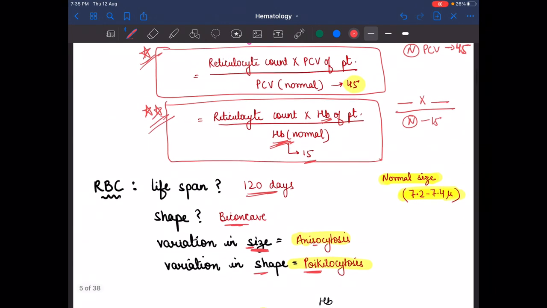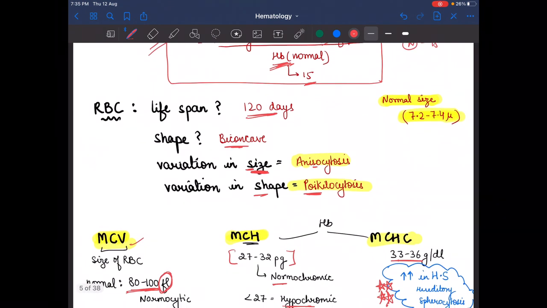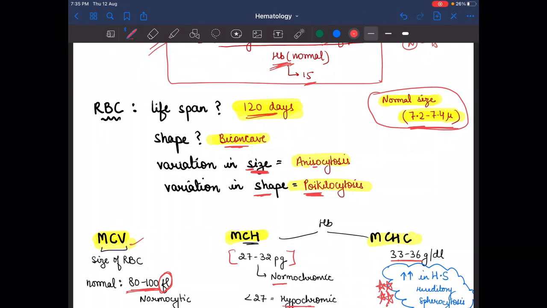Now the RBC. As we all know, the lifespan of RBC is 120 days. We already know this from class 9th or 12th. The normal shape of RBC is biconcave. If the size is variable, we call it anisocytosis, meaning the size is not the same for all, there is variation in size. Poikilocytosis means there is variation in shape. And we all know that the normal size of RBC is 7.2 to 7.4 micron.